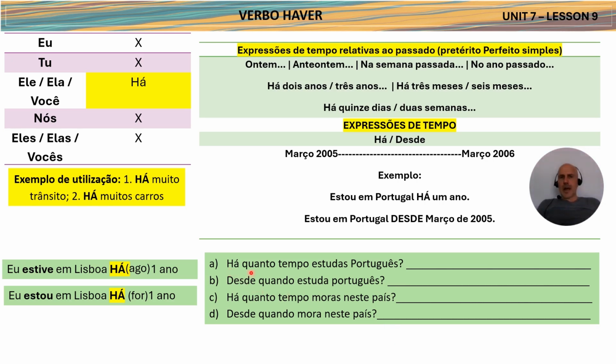So, há quanto tempo? This construction here is like how long, okay? Word by word would be something like there is how much time, but this translation doesn't work. So há quanto tempo? These 3 words together just translate as how long, okay? In fact, I like to translate word by word because I think usually it helps students to understand the structure, but sometimes it just doesn't work and it doesn't help. This is one of those examples.